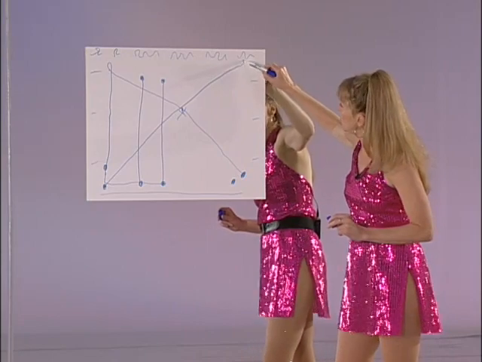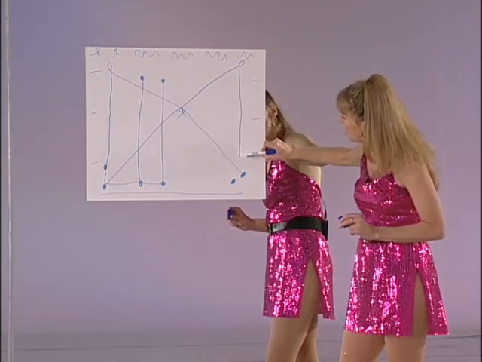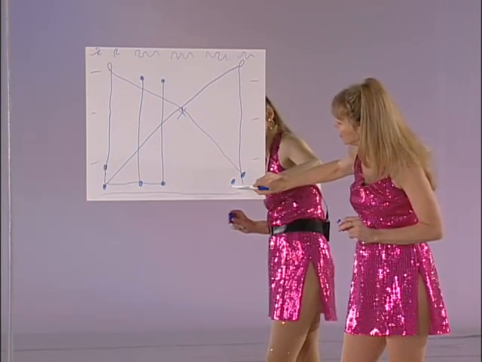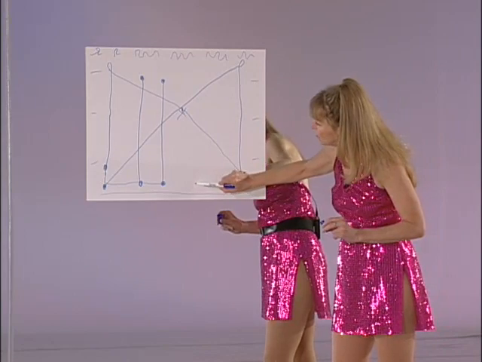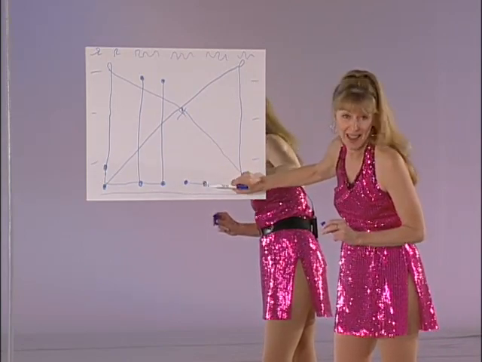1, 2, 3, 4, 5, 6, 7, 8. They loop around and go back. 2, 3, 4, 5, 6, 7, 8. 1, 2, 3, 4, 5, 6. Turn the corner, 7, 8. They come across. 1, 2, 3, 4, 5, 6, 7, 8. I've got one right here and one right here by then, right?